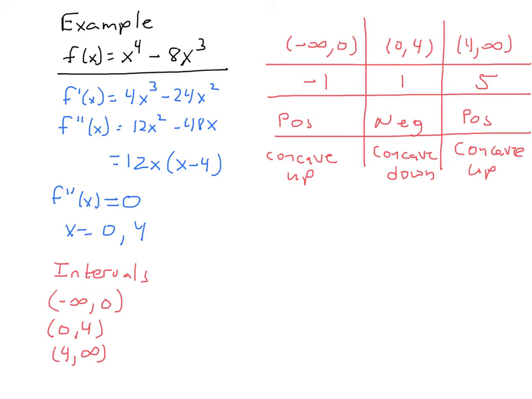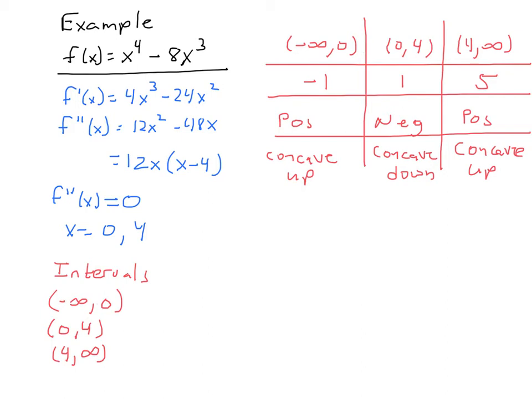My last test value is 5. I'm going to plug 5 in for x, and when I do that, I will get a 60 times a positive 1, so I'm going to get a positive number. And so again, on the interval from 4 to infinity, this function will be concave up. So now I've identified what's happening when the function's concave up, concave down.